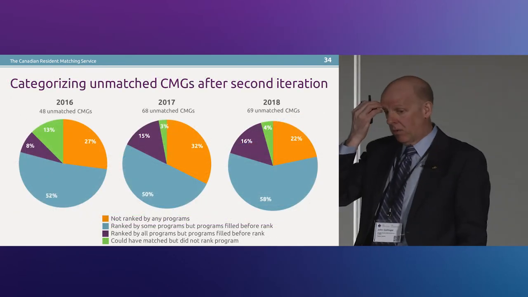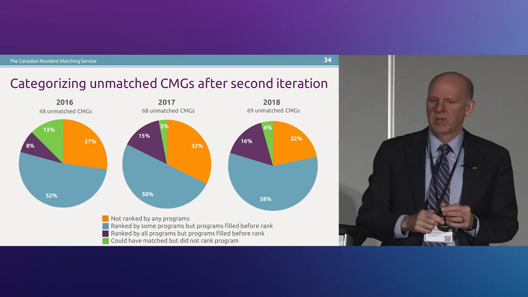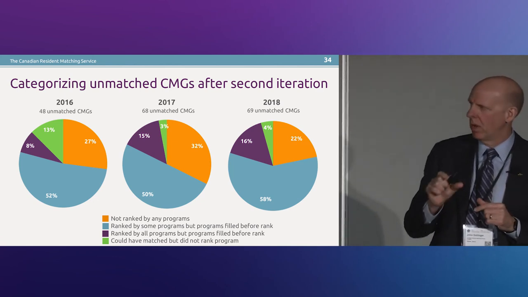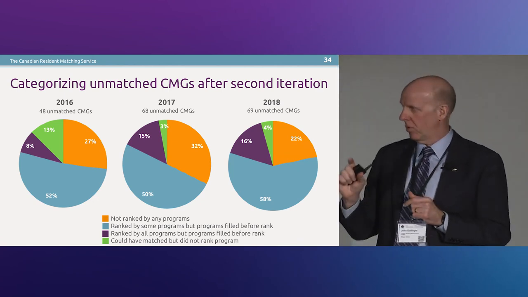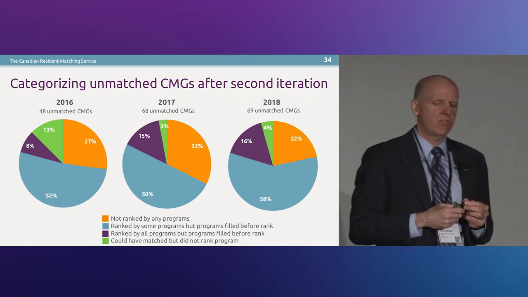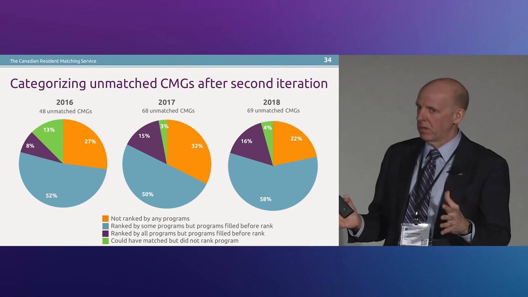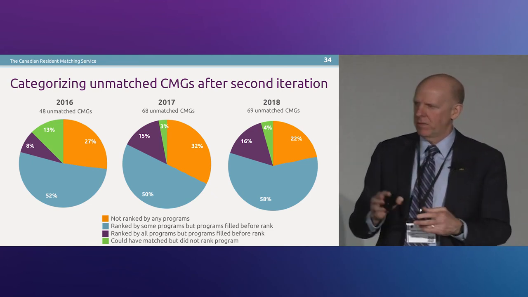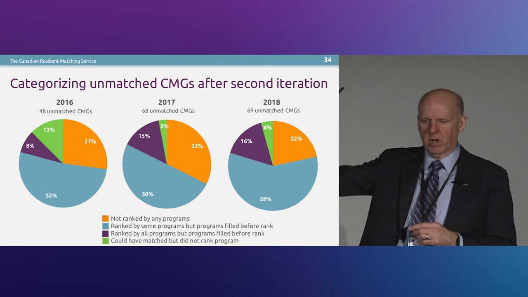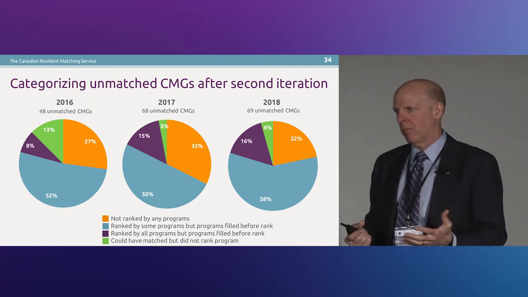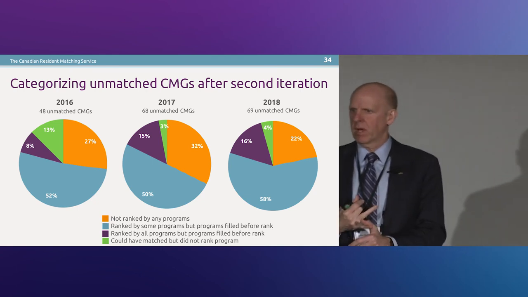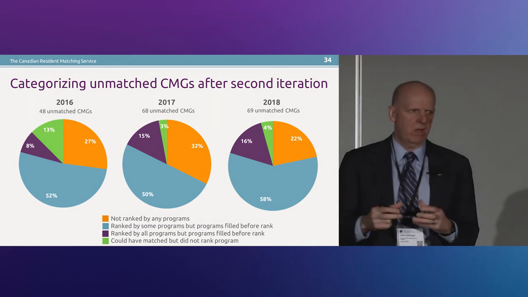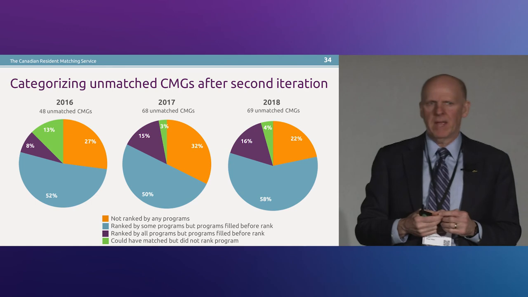This is a breakdown of the 69 who didn't match, based on the categorization of their ranking status in second iteration. So the blue at the bottom, for 2018, 58% of all of the people who didn't match in second iteration were ranked by some programs, but each one of those programs that ranked them filled before their place on their rank order list. The 22% on the upper right-hand side were not ranked by any program. Now that could be, they could have applied to one program or 21 programs. You can't really draw too much of a conclusion from that in terms of their qualification. It may have simply been a numbers game.